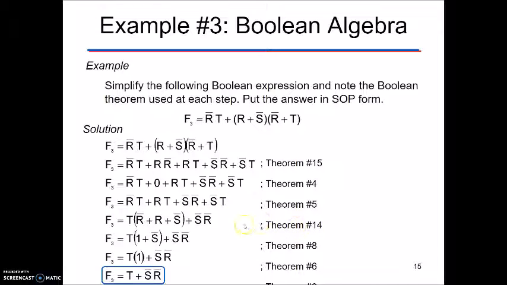Theorem 14 can then be applied after that, which simplifies us to T(R naught or R), or S naught, or S naught R naught. We can then go one step further and go to theorem 8. Theorem 8 is going to give us T(1), or S naught, or S naught R naught. We can then apply theorem 6, which gives us T1 or S naught R naught, and then our final solution using theorem number 9 is going to give us T plus T or S naught R naught.